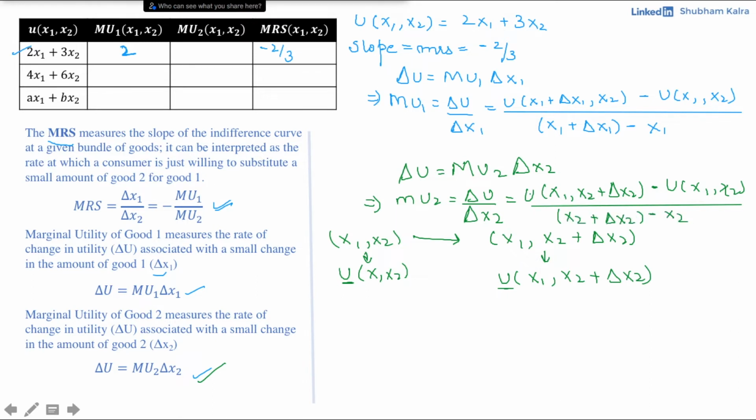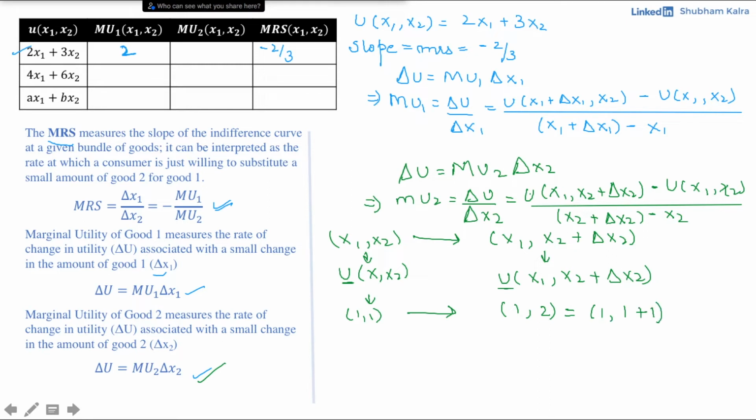Now let's again quickly take a numerical example. Suppose the consumer is initially consuming (1, 1), that is 1 unit of each good, and now he changes the consumption of good 2 such that he is consuming 2 units of good 2. You can consider it as him increasing his consumption of good 2 by 1 unit.